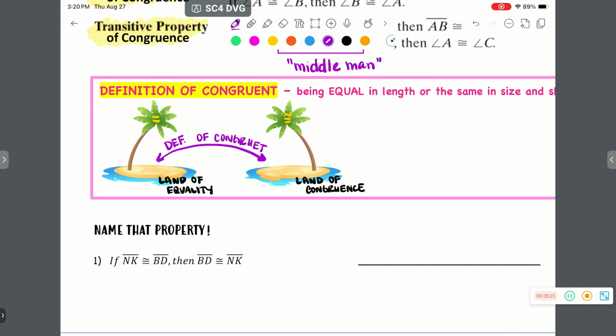Okay, so anytime you need to switch back and forth, definition of congruent is the way that we do that. If two things are congruent, they're equal. If they're equal, they're congruent. So we can use it either way.